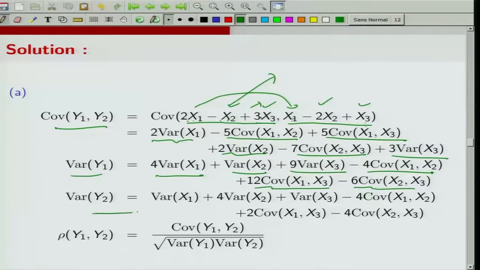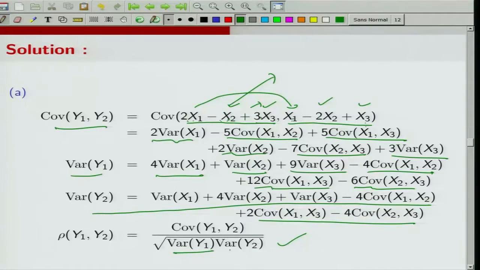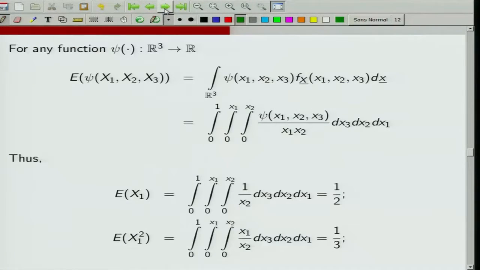Similarly, one can get the variance of y2 as this, and the correlation between y1 and y2 would be nothing but the covariance divided by the square root of the variances of the two variables, variance of y1 and variance of y2. So, I need to find the variances, covariances, and so on. I know that for any function psi from R3 to R, if I have to find the expected value of psi of x1, x2, x3, you integrate psi of x1, x2, x3 along with the PDF over the whole range R3.